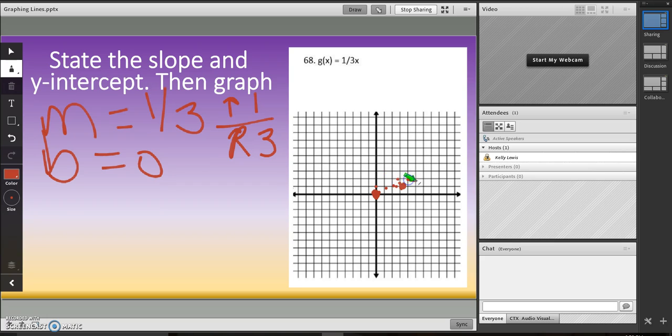Up 1, right 3. Okay, and then we will connect them. This one's not as steep.